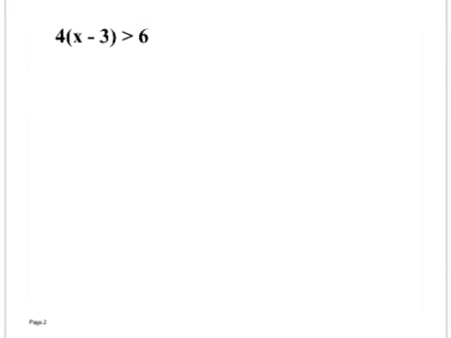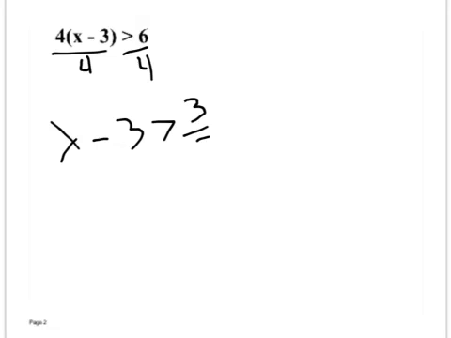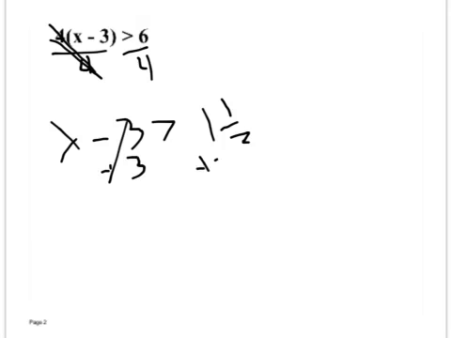I'm going to divide by 4 first. That leaves me that x minus 3 is greater than 3 halves, which I'm going to change into 1 1/2. I'm going to add 3 to both sides. 1 1/2 plus 3 is 4 1/2. So x has to be greater than 4 1/2.